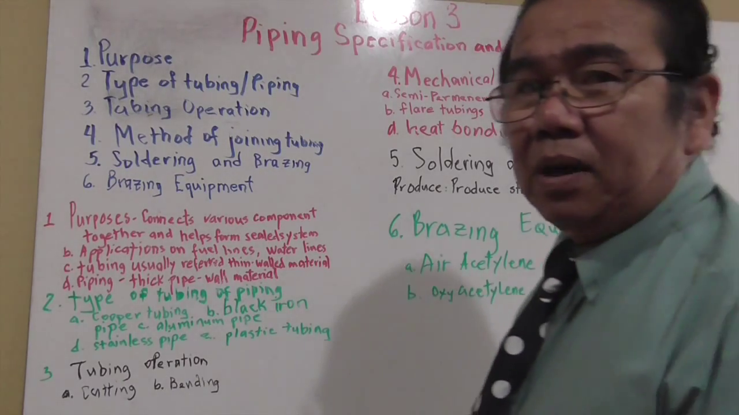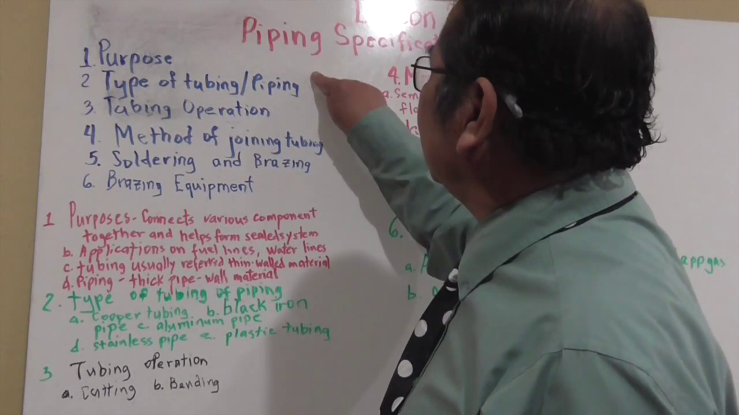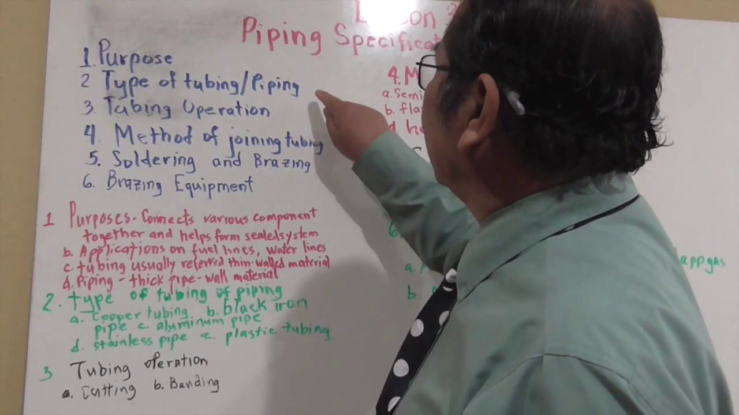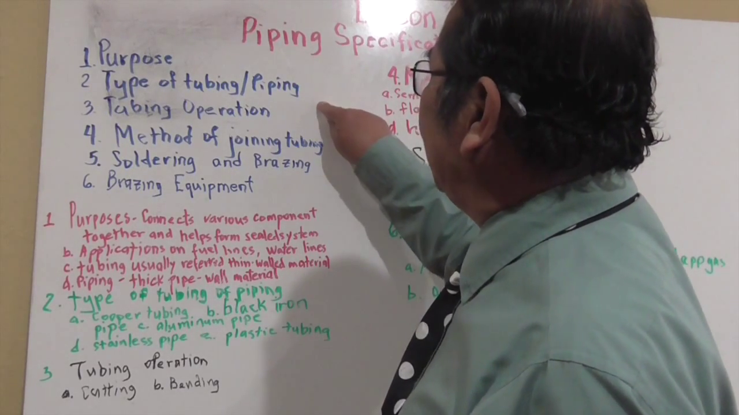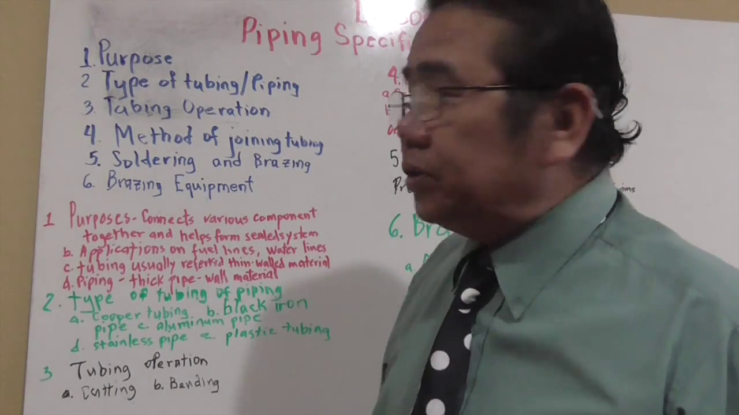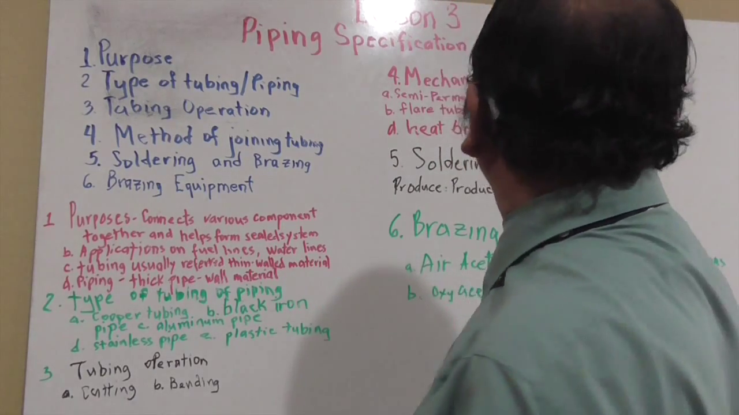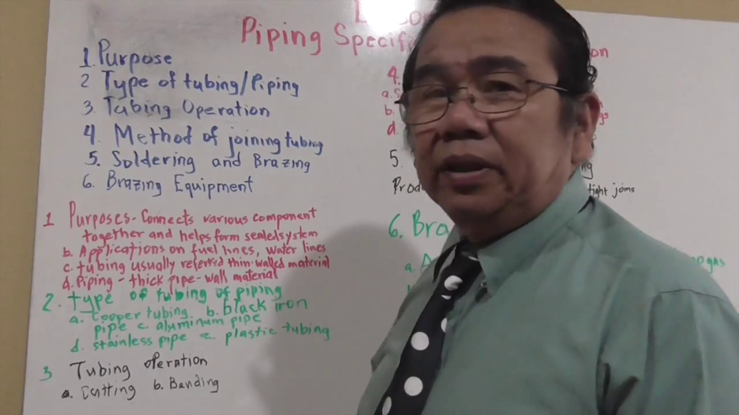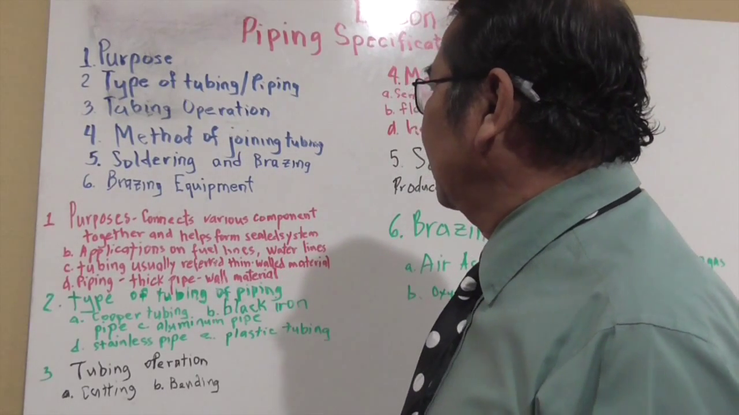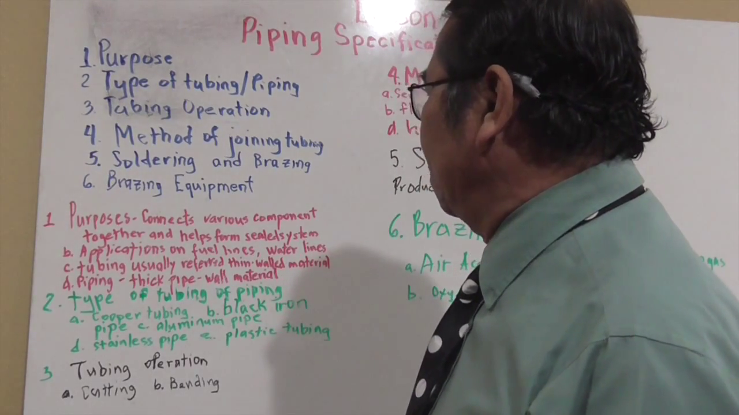I will be talking about the purpose of the piping system, type of tubing and piping, the tubing operation, the method of joining the tubing, soldering, brazing, and then brazing equipment.